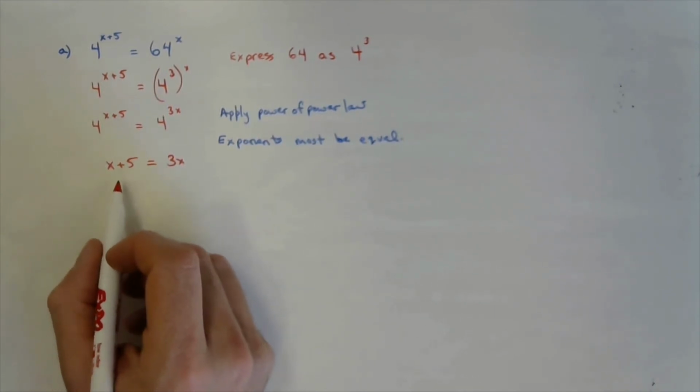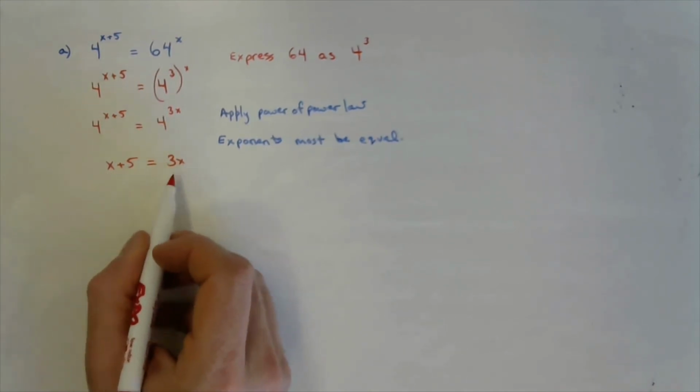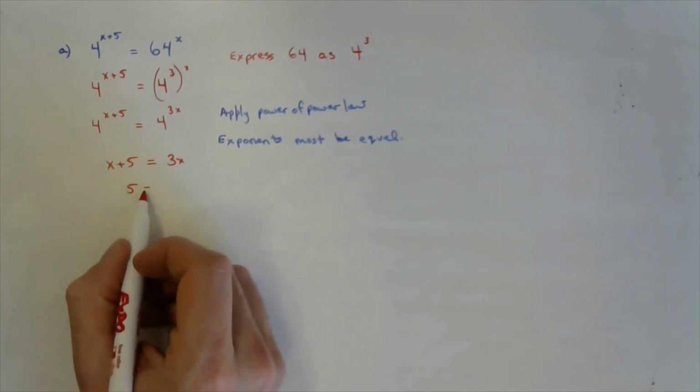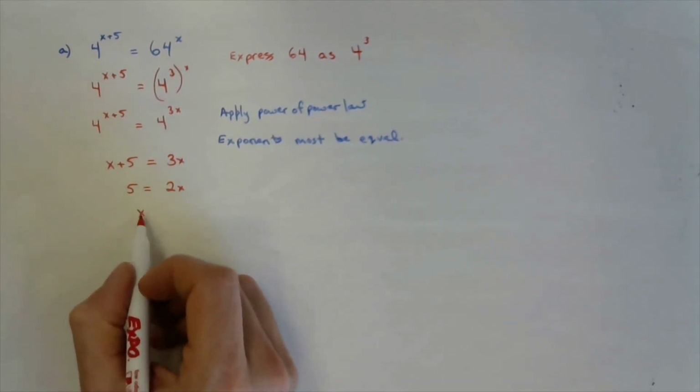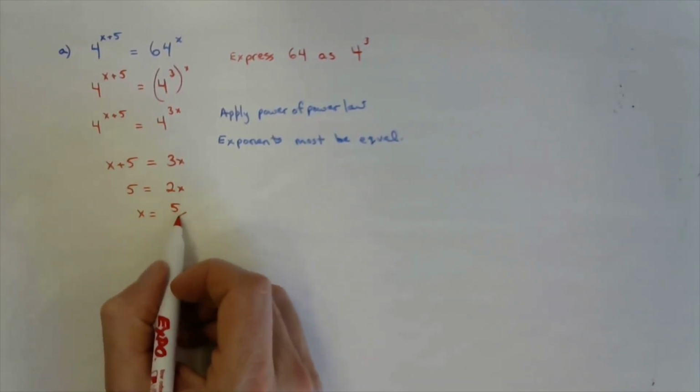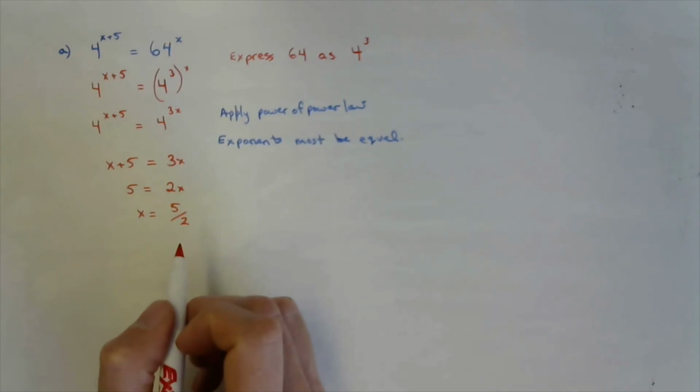From here, you just use basic algebra to solve. I would subtract x from both sides. That would leave me with 5 equals 2x. And then divide both sides by 2. That would leave me with x equals 5 over 2.